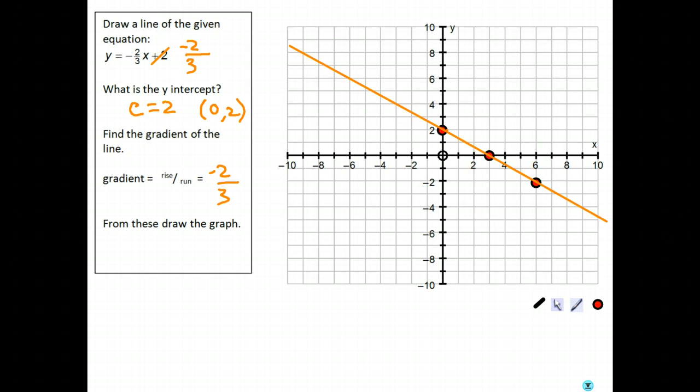Whoops. Might help if I went back to my writing tool and undid what I wrote. So let's see if that's fixed it. Yes, there we go. So the y-intercept is the constant term, so that's where it crosses the y-axis. Then find the gradient, write it as a fraction, rise over run, plot a second point, and just to be sure, plot a third point, and then draw the straight line that passes through those 3 points.